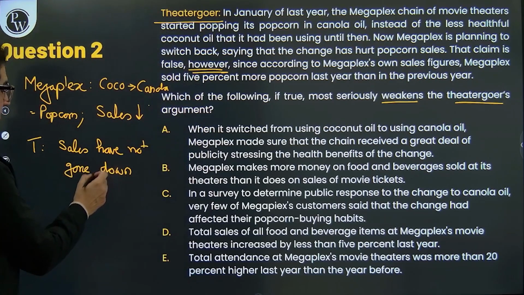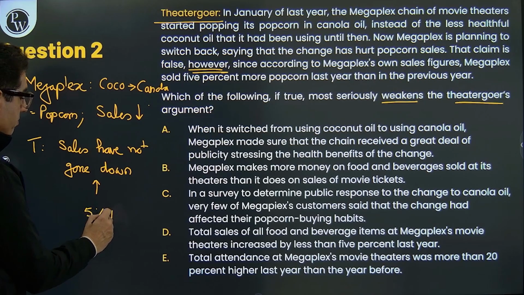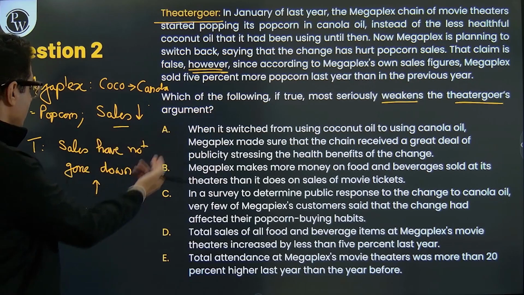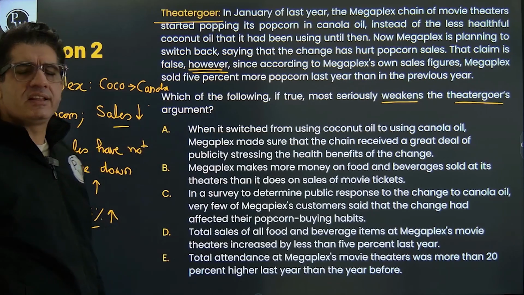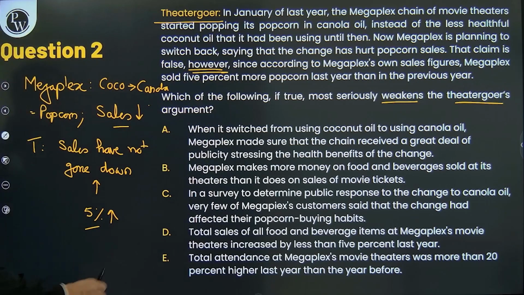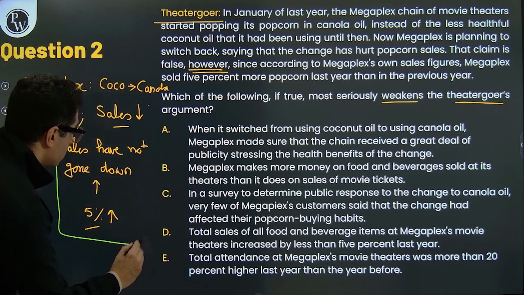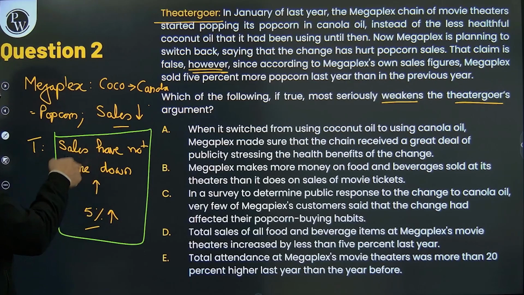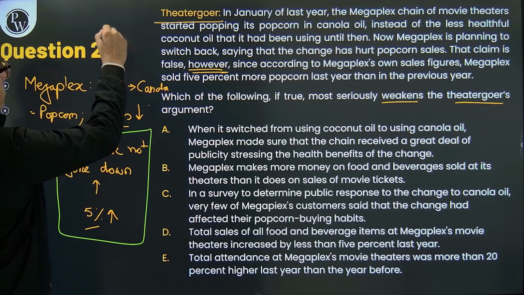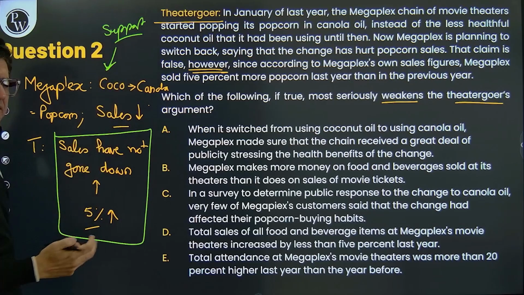So, on what basis is he saying that it has not gone down? Their popcorn sales is up by 5%. So, how are they saying that the sales have gone down when very clearly the sales have gone up going by their own data? Now, we want to weaken the theatre goer's argument. So, basically, we want something that harms this, and goes on to support the stance taken by Megaplex, whichever way you want to look at it.